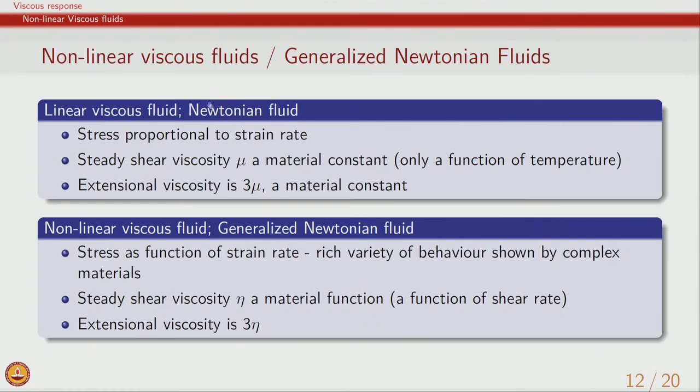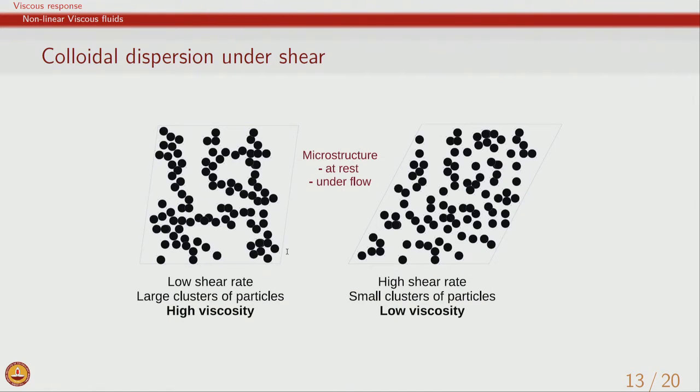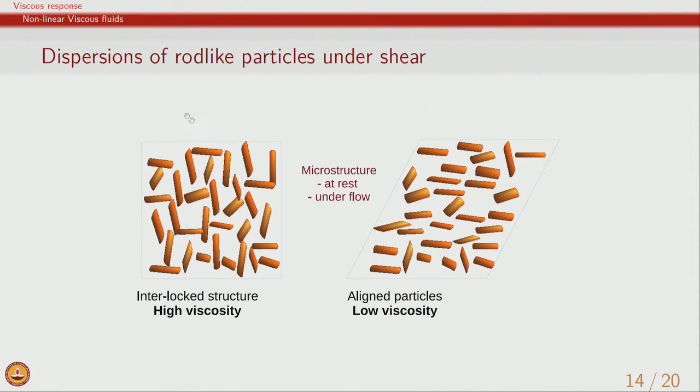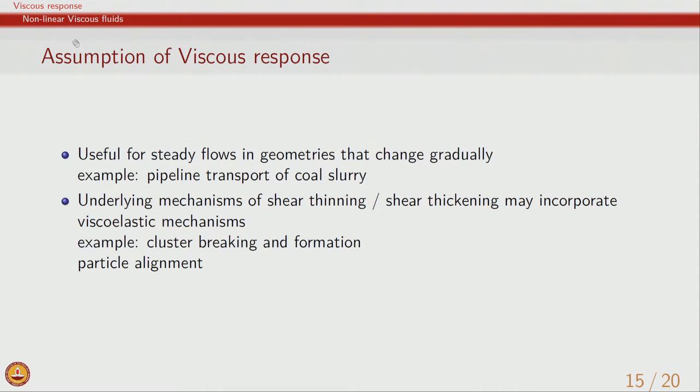So, in the previous lecture we saw what nonlinear viscous fluids are. They are similar in most respects to Newtonian fluids in terms of completely dissipative response. However, the stress is a complex function of strain rate, and the microscopic origins of viscosity being a function of strain rate depend on the material. We looked at two different materials, colloidal dispersion under shear and dispersions of rod-like particles under shear. So, we should remember that we are assuming a viscous response.